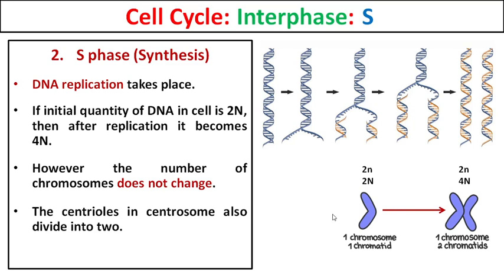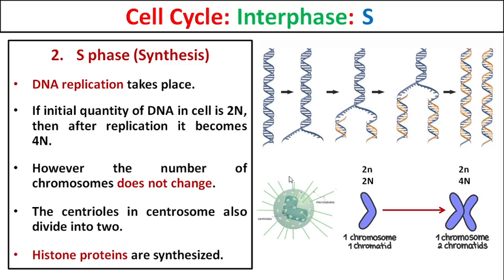The centrioles in the centrosome also divide into two. So here in the cell, let me show you. This is one centrosome. We have already studied centrosome, in which there are two centrioles arranged at right angle to one another. The number of centrioles also becomes double. Okay, so here the whole centrosome or the two centrioles divide and form a whole new centrosome.